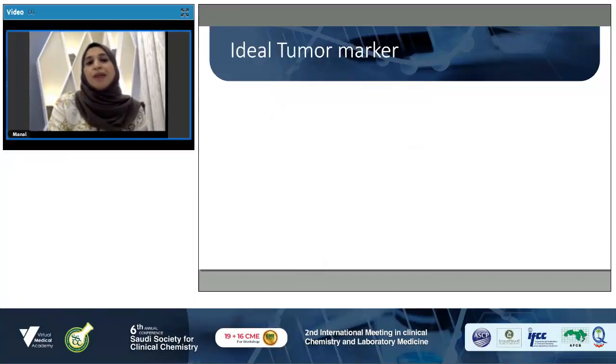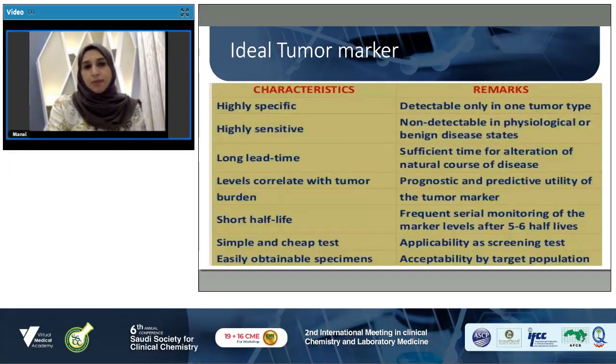What is the ideal tumor marker? What are the characteristics of an ideal tumor marker to be used? We want the tumor marker to be highly specific, so it's detectable in only one type of tumor. We want it to have high sensitivity, so it's non-detectable in physiological and benign disease states. Remember case 1? We need a long lead time, so that there is sufficient time for alteration of the natural course of the disease. And we need a marker whose level correlates well with the tumor burden, so there is prognostic and predictive utility.